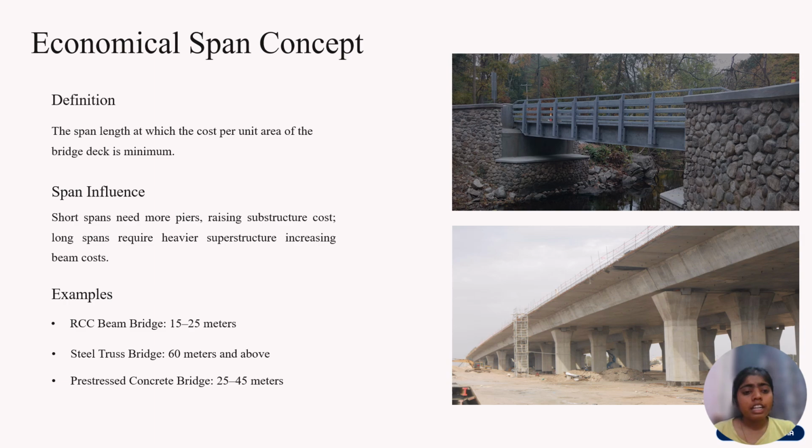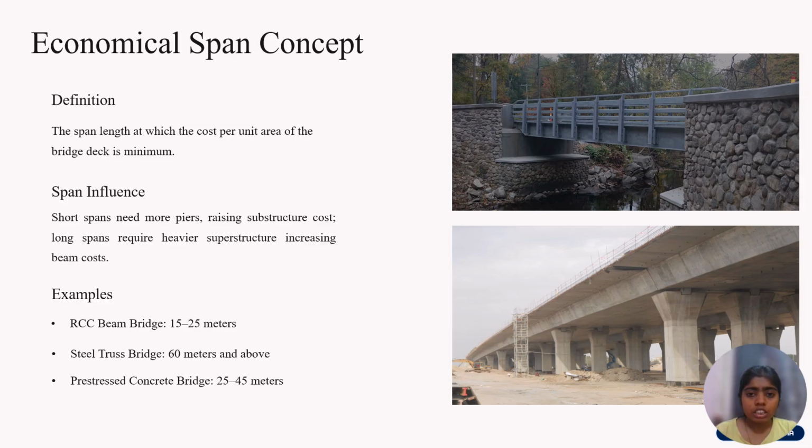It is the span length at which the cost per unit area of the bridge deck is minimum. Simply put, if the span is small, the cost is small. But how does the span influence the cost? Shorter spans need more piers, which raises the substructure cost. Long spans require a heavier superstructure, increasing beam cost. Example: the RCC beam bridge.